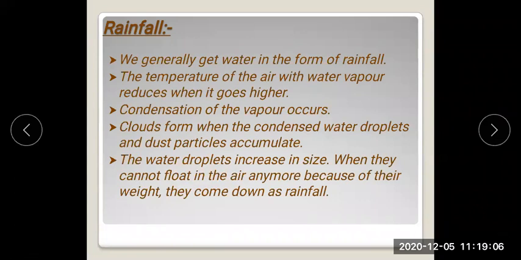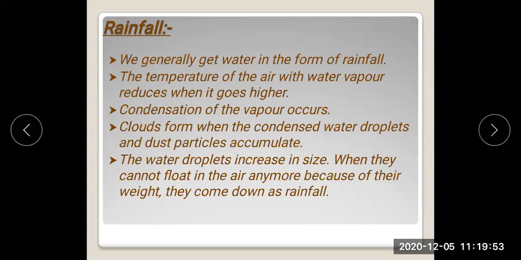Just now we have seen in the water cycle also about stage 3, precipitation. Here also it is the same, you can correlate. The water droplets increase in size when they cannot float in the air anymore. The air cannot hold their weight anymore. They come down as rainfall.